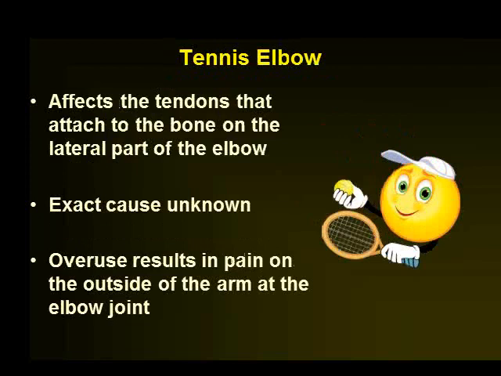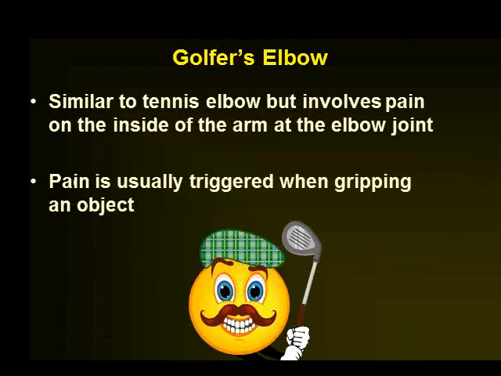This actually affects a lot of younger people. This affects the tendons that attach to the bone on the lateral part of the elbow, and the exact cause is unknown, but overuse results in a lot of pain and inability to move it. You can get golfer's elbow, similar to tennis elbow, but it involves the inside of the arm at the elbow joint as opposed to the outside. And the pain is usually triggered when gripping an object.